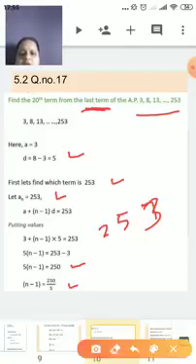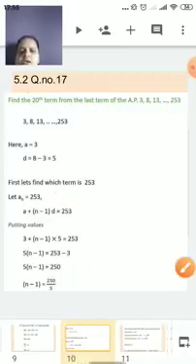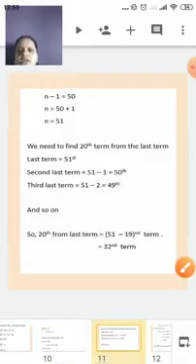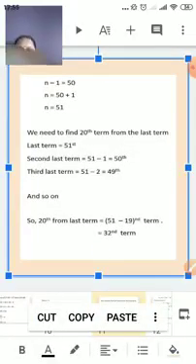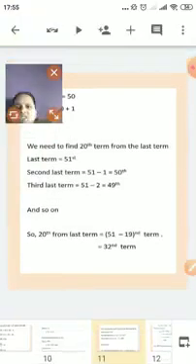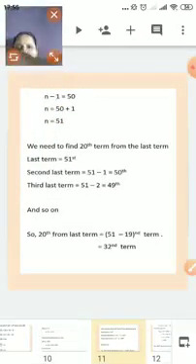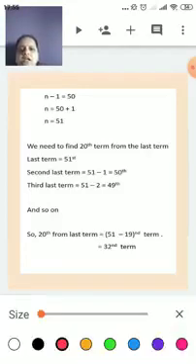Okay. Now, for time being, we will continue with the same sum over here. So you will get the n as 51. Is it easy? Yeah. So here we got the n value as 51. We need to find the 20th term from the last term. So the total terms are 51, and the second last term is 50, the third last term is 49, and so on.